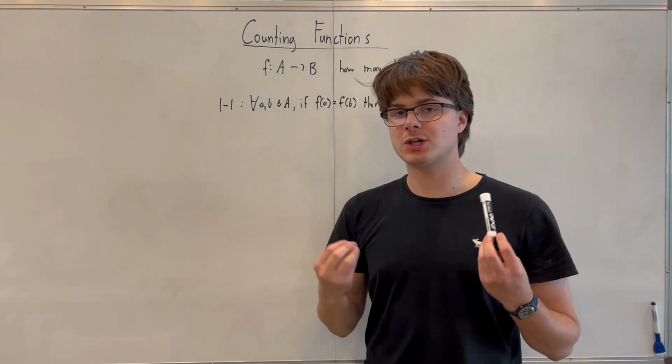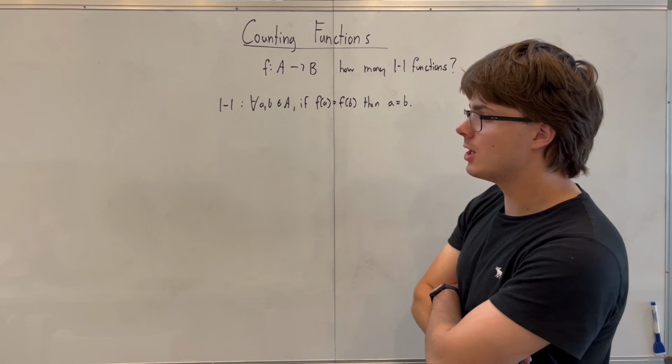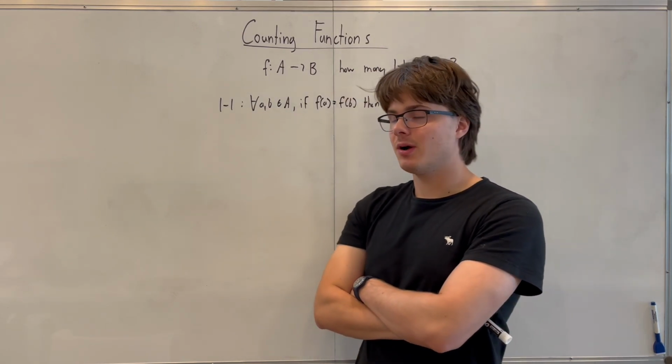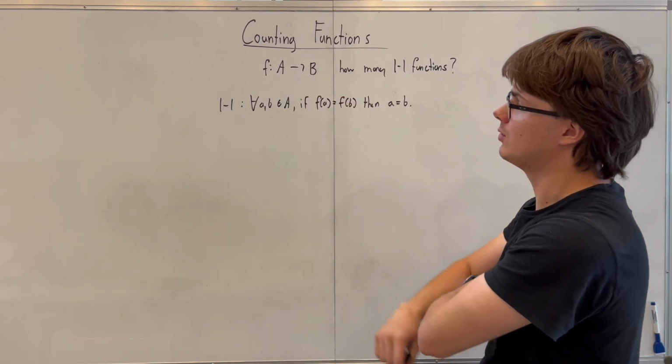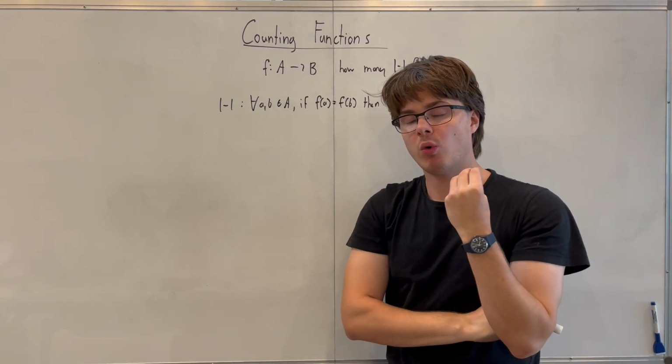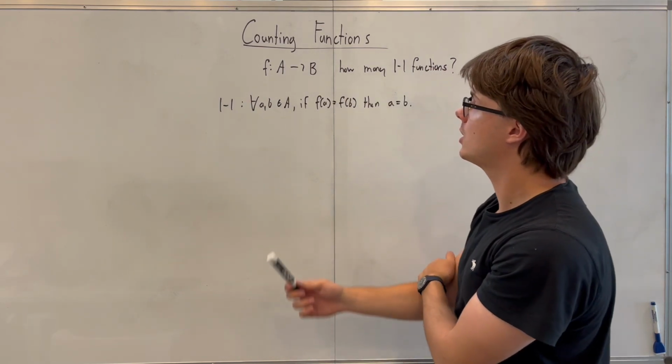We've learned how to count the total number of functions you can possibly have between two finite sets. But what if we want to narrow our scope? What if we want to find how many one-to-one functions you can have between two finite sets? Well, what logic are we going to be using here? Let's remind ourselves what the definition of one-to-one is.